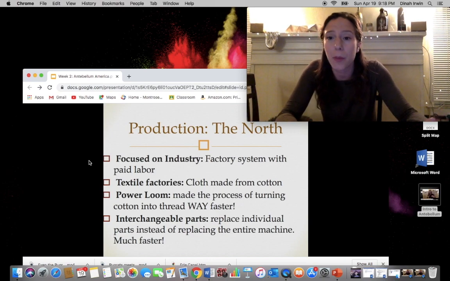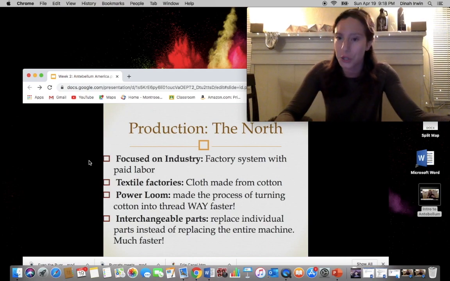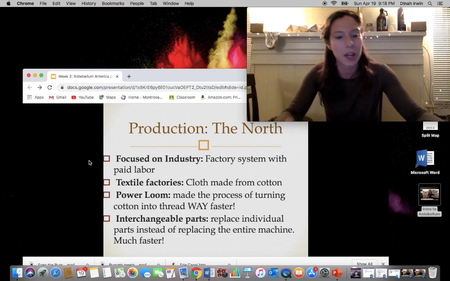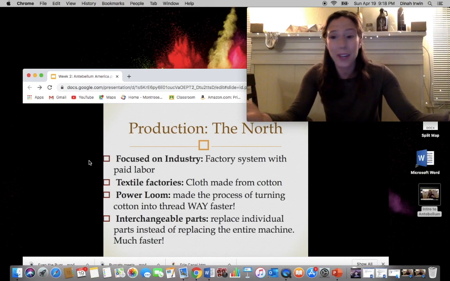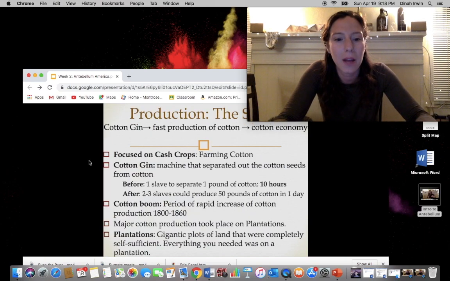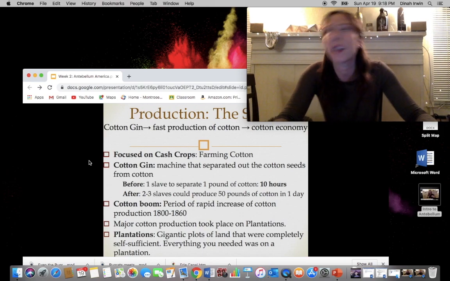And then interchangeable parts themselves were also a product to be produced. So we're going to make money producing interchangeable parts, and we're going to be able to use the interchangeable parts to produce things really fast. So look at that, okay? Rapid increase, much faster.